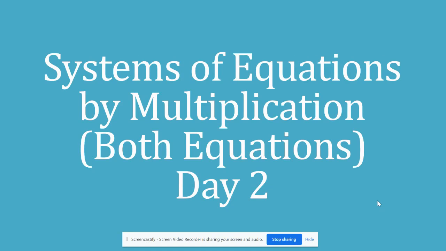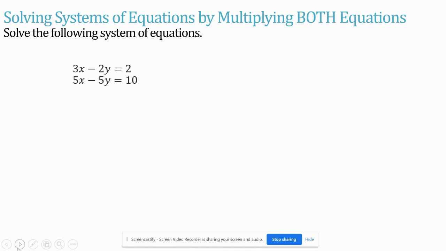Everyone, so today we're going to be on day 2 of solving systems of equations by multiplication, where we have to multiply both equations by a number to create a set of additive inverses. So let's take a look. Solving systems of equations by multiplying both equations. Solve the following system of equations. We have 3x minus 2y equals 2 and 5x minus 5y equals 10.